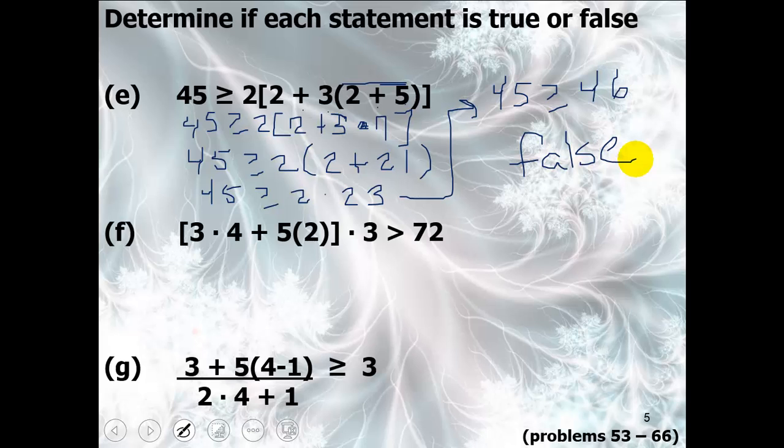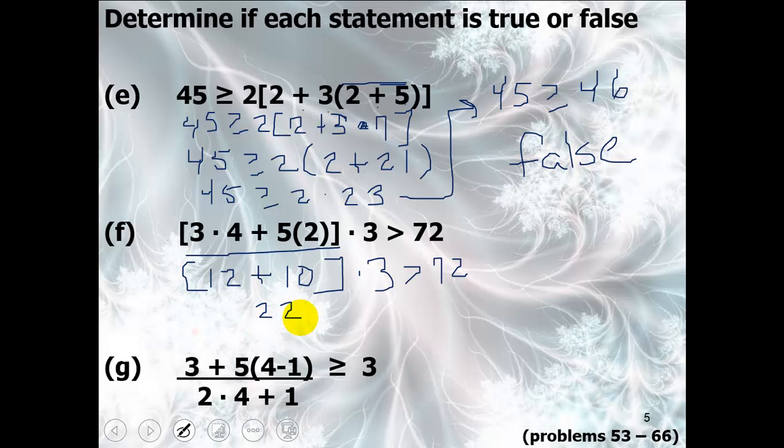All right, welcome back. For F, I have to start by simplifying what's in the brackets first. Inside the brackets, I have to do multiplication before I can do addition. So I have 12 plus 10 times 3 greater than 72. 12 plus 10 is 22 times 3. We want to check to see if that's greater than or equal to 72. 22 times 3 is 66, which is a false statement.